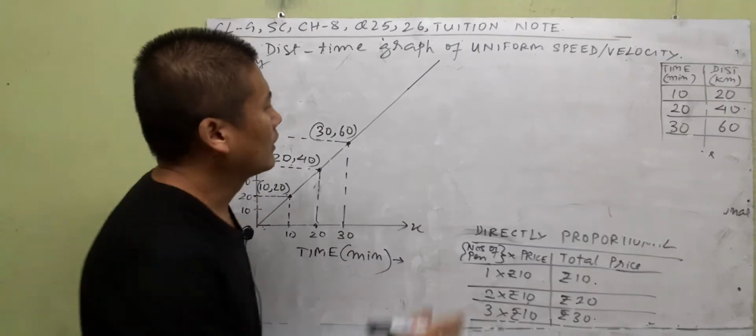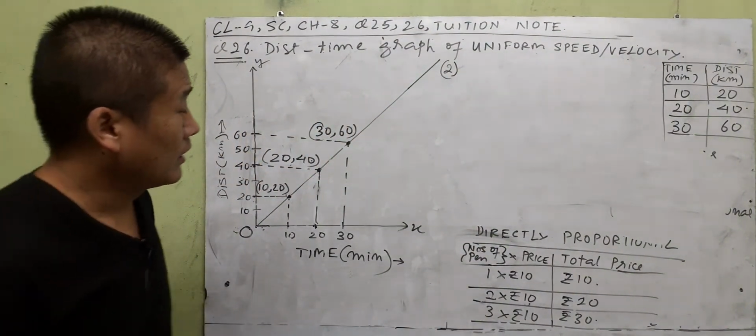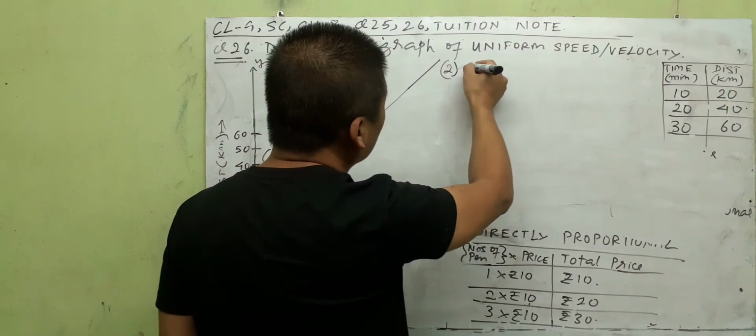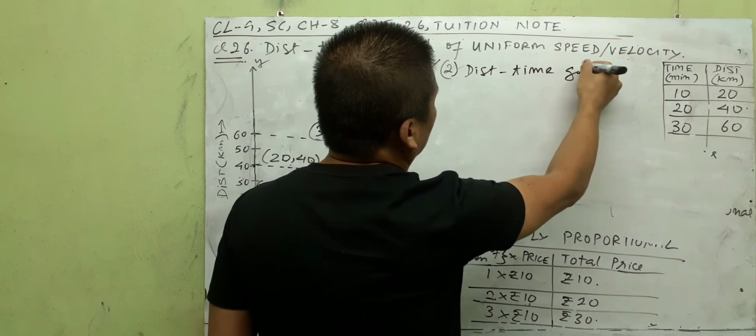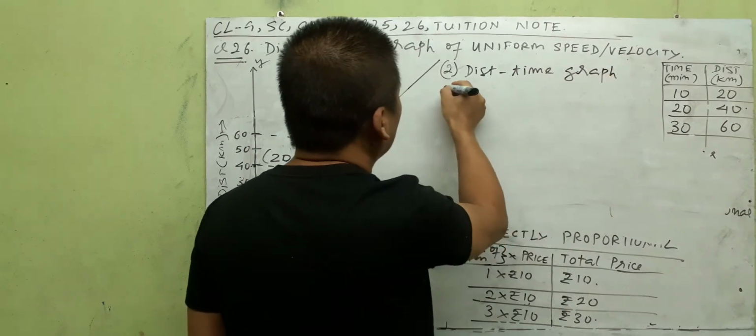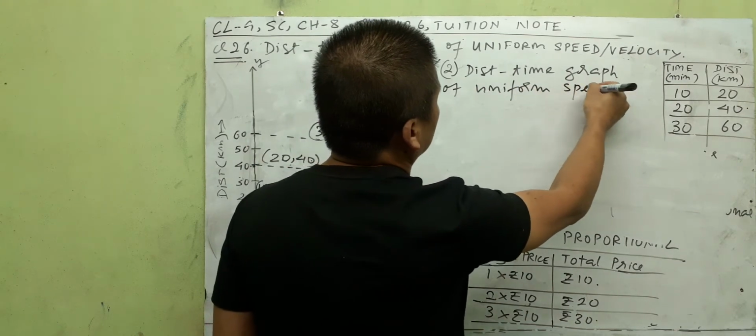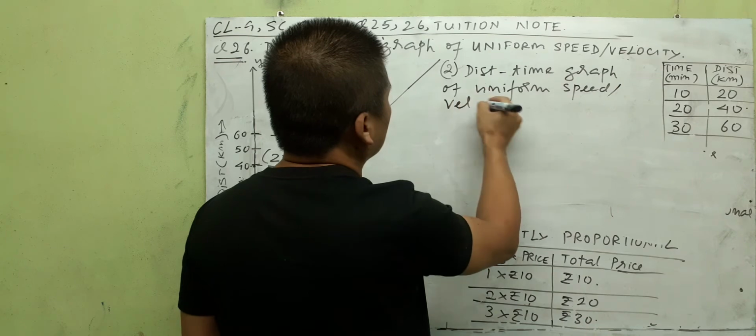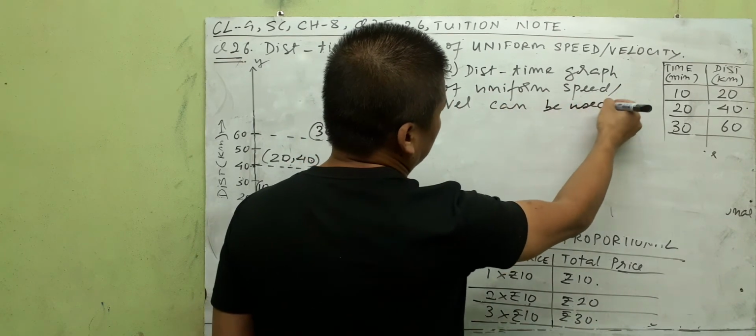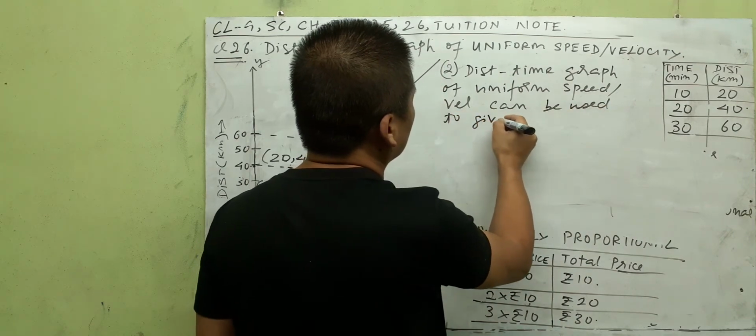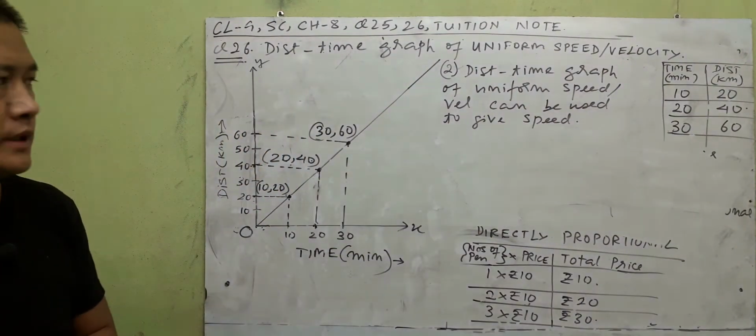The second point, let's go point by point. The second point, important, okay? Second point is: the distance-time graph of uniform speed or velocity can be used. This graph can be used to give the speed of the body, speed of the object. Write it down. How? We'll see.